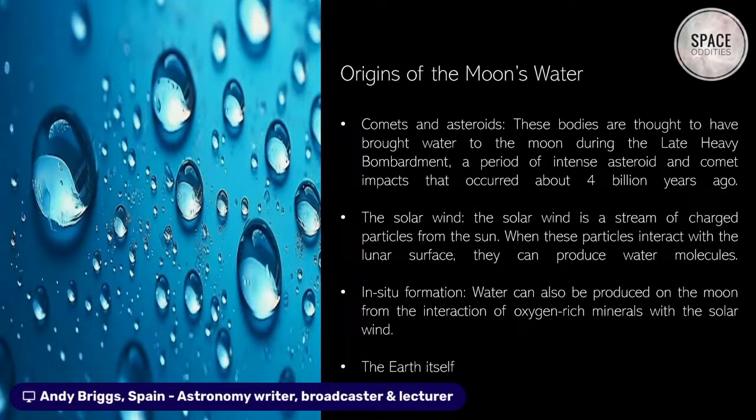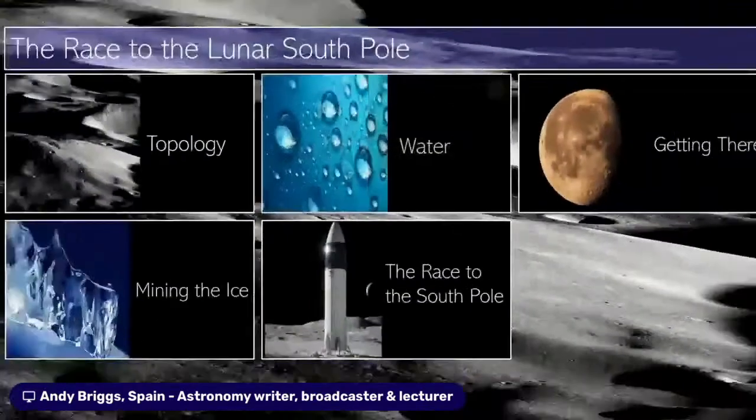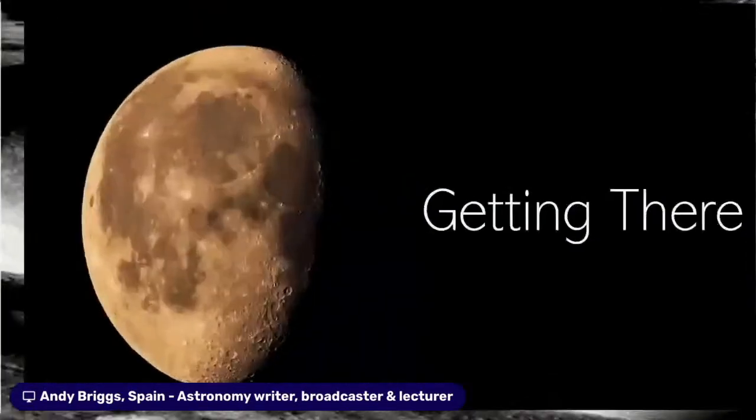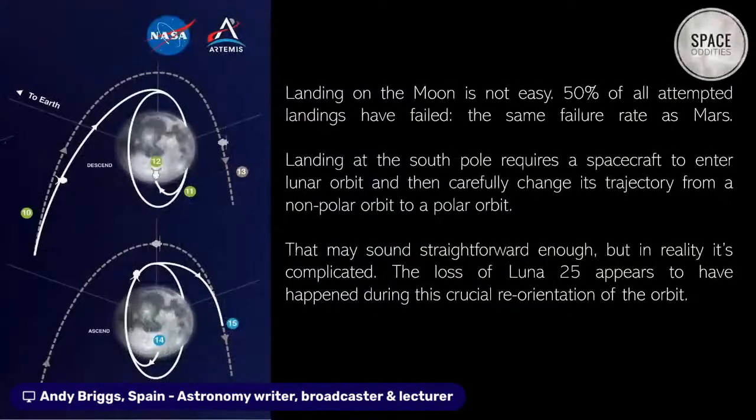So a few possible origins for that water from the moon, but I think a lot of it primarily will come from comets and asteroids. Now, how do we get there? Well, actually, as Luna 25 found out this week, landing on the moon's south pole, or the north pole, come to that, is not easy. But actually landing on the moon generally is not easy.